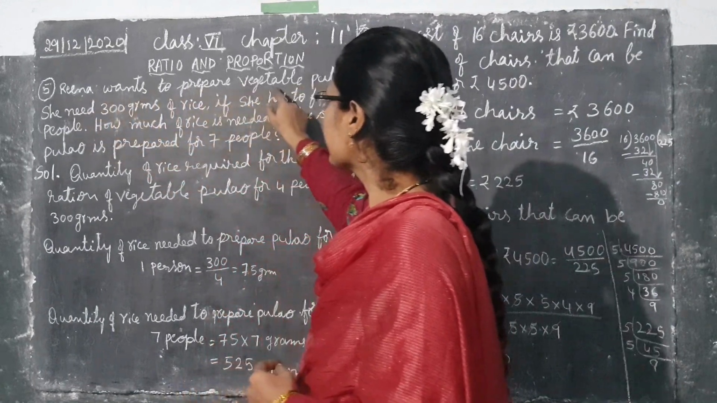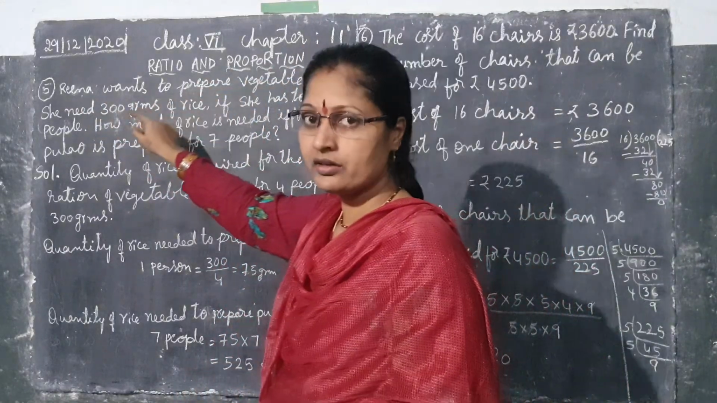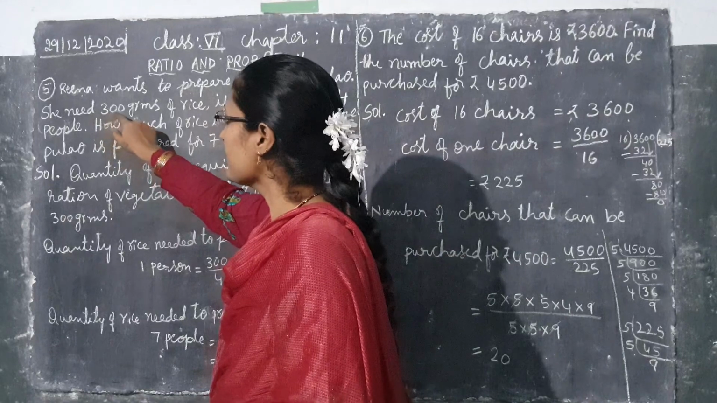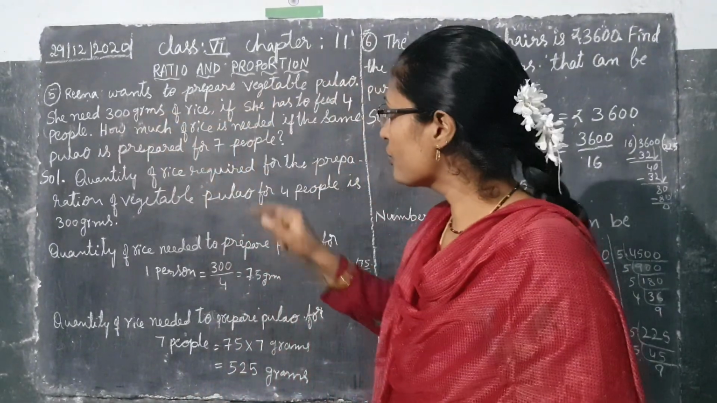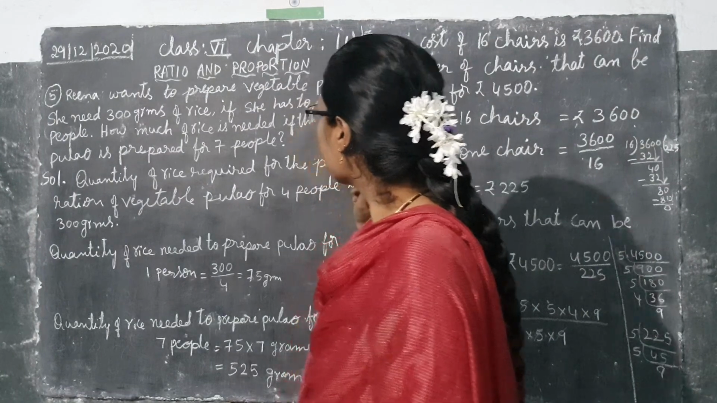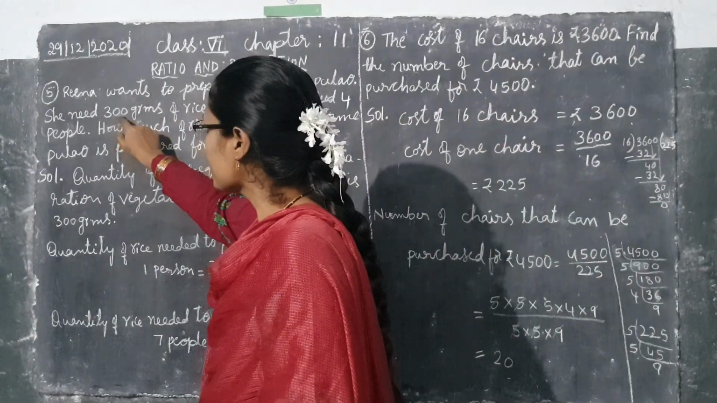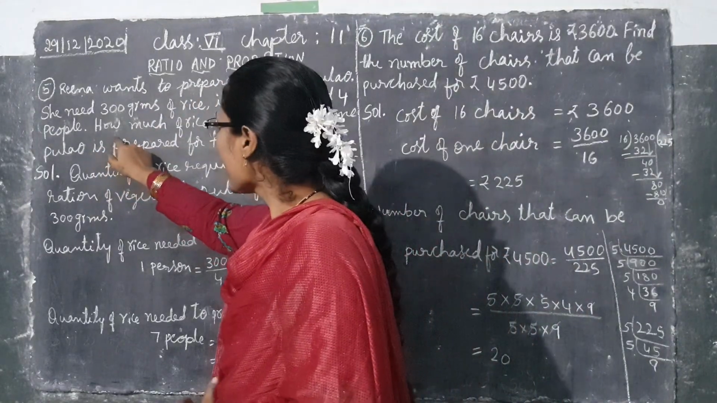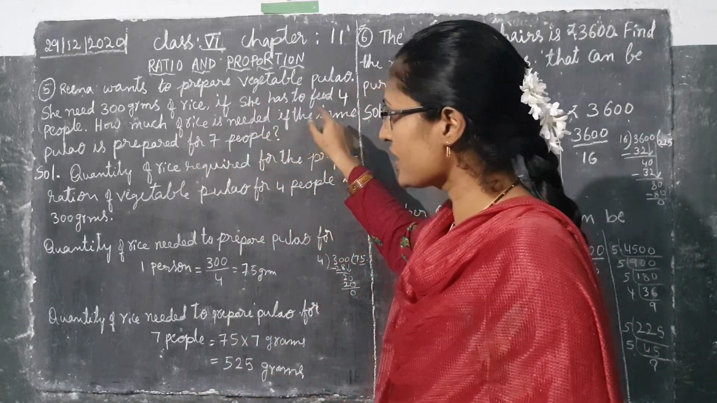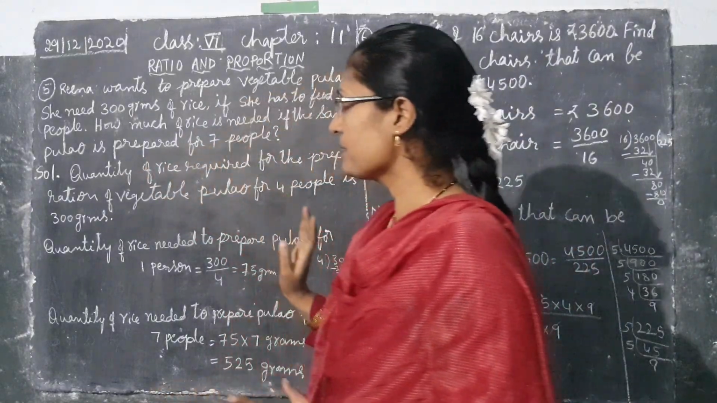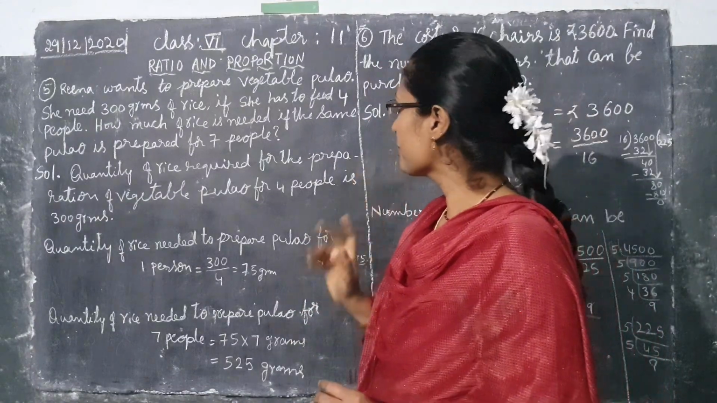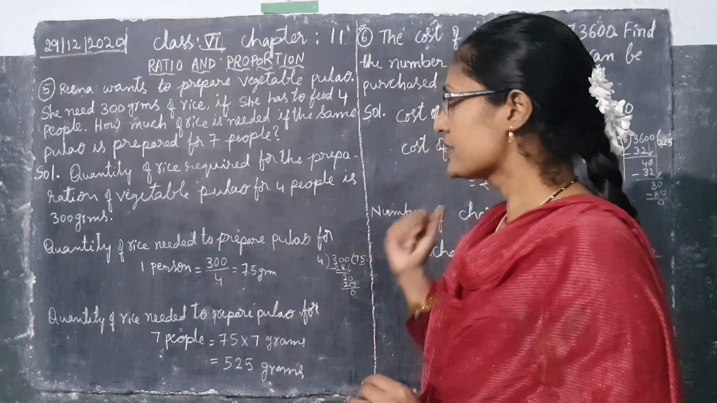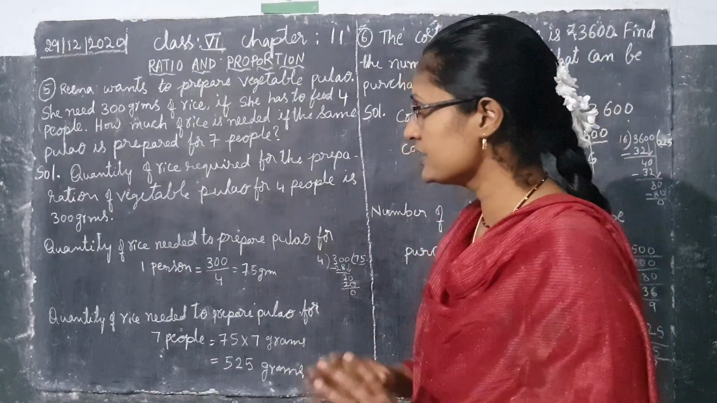Reena wants to prepare vegetable pulao. She needs 300 grams of rice. What does she want to prepare, children? Yes, vegetable pulao. First, 300 grams of rice. If she has to feed 4 people, then how much rice is needed if the same pulao is prepared for 7 people? She made it for 4 people with 300 grams. She wants to prepare for 7 people. How much rice does she need?